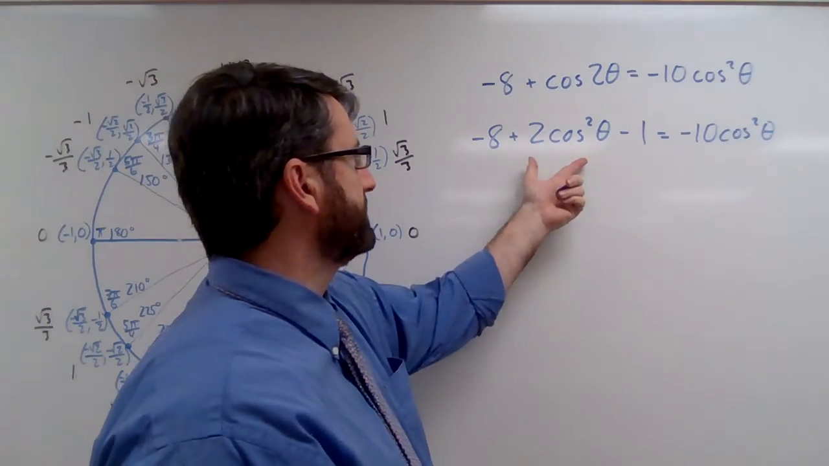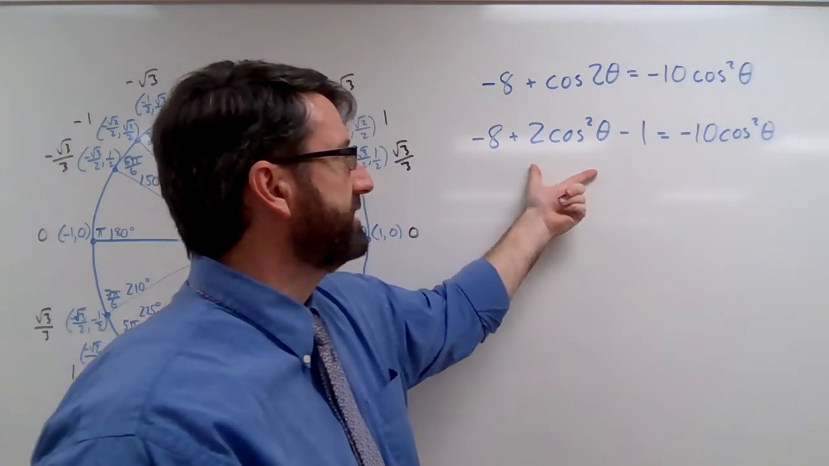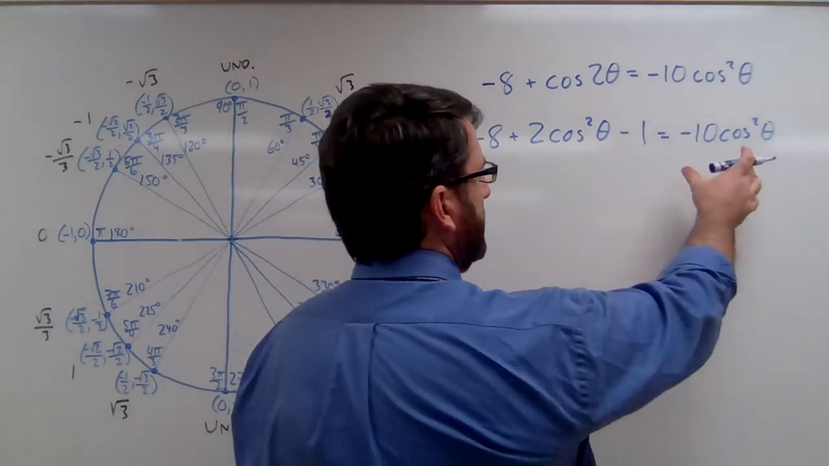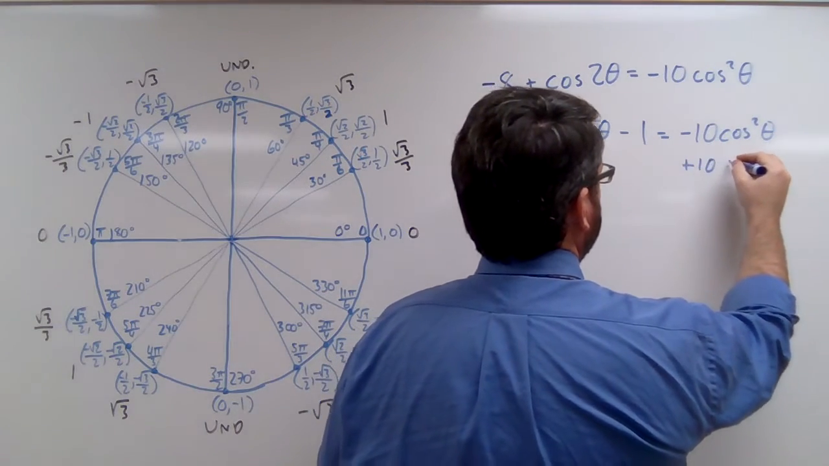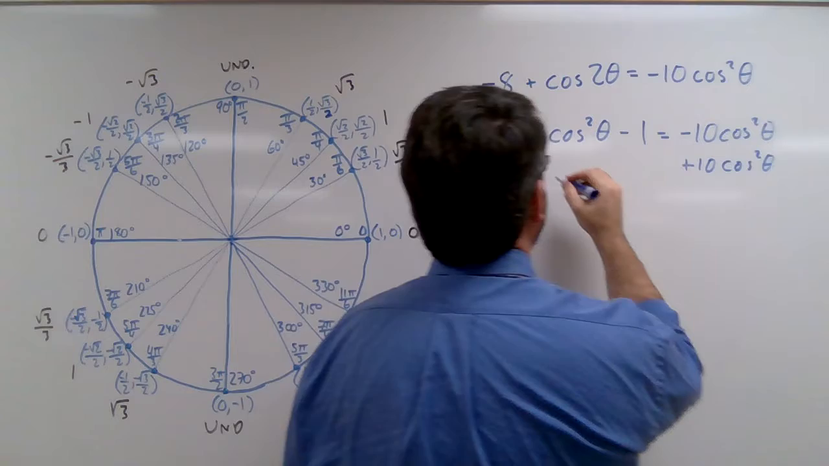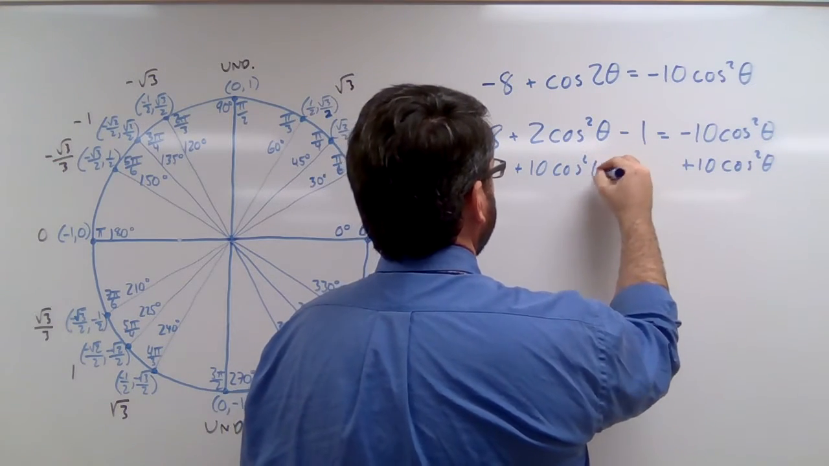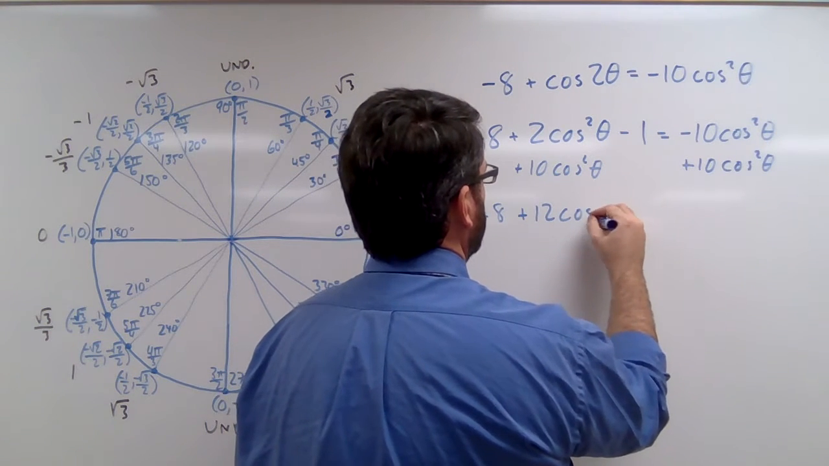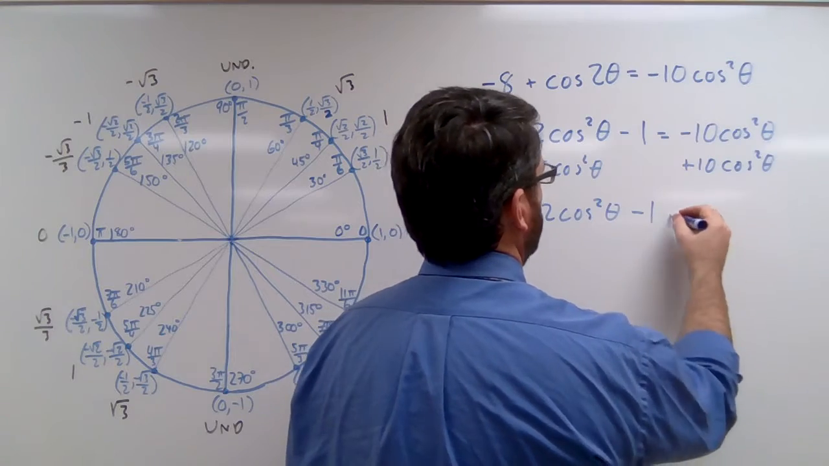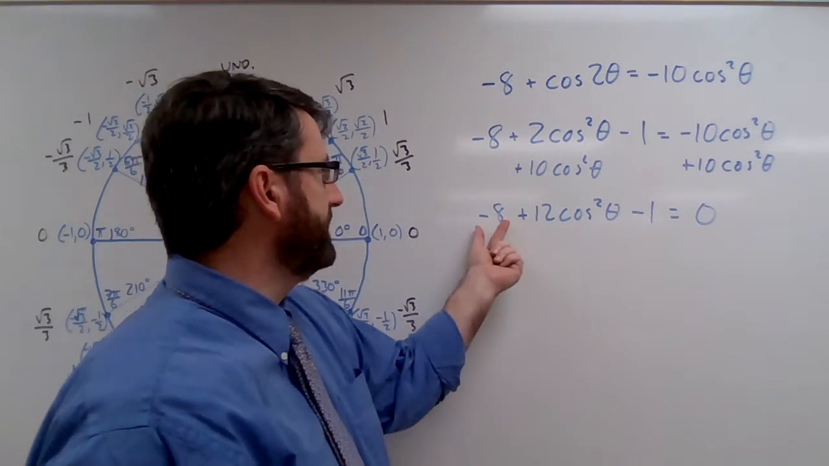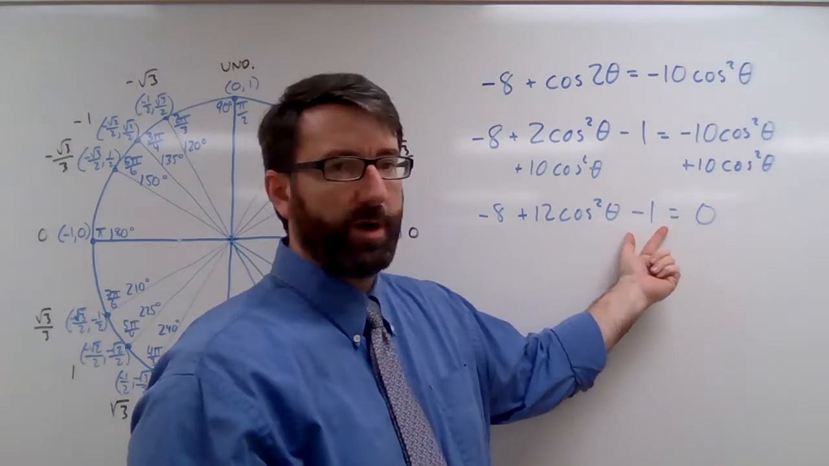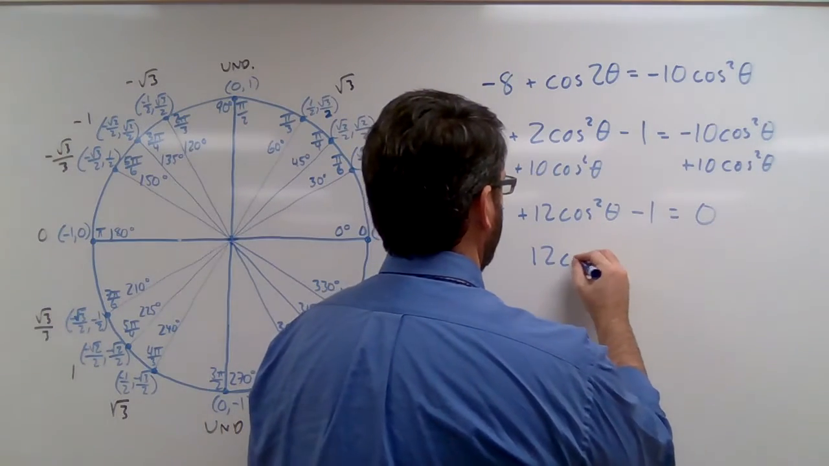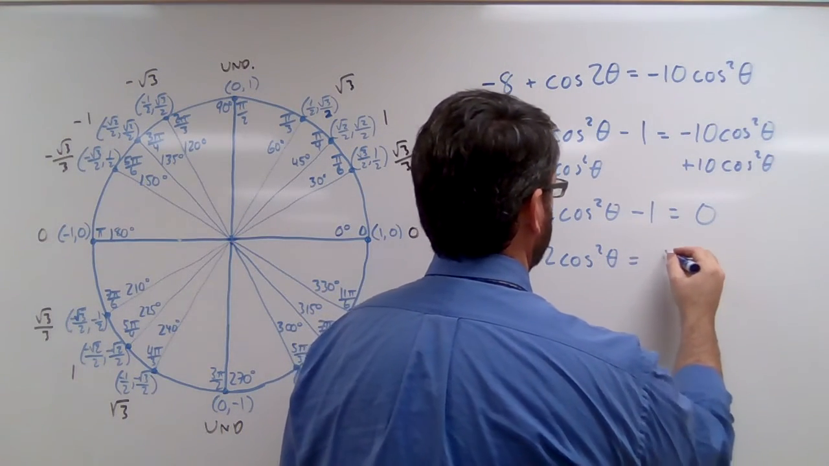So we can solve this just by getting the cosine squareds on one side and the constants on the other side. So let's add 10 cosine squared theta to both sides. That's going to give us -8 plus 12 cosine squared theta minus 1 equals 0. And then we've got -8 minus 1. That's going to be -9. So let's add 9 to both sides. And we'll get 12 cosine squared theta is equal to 9.